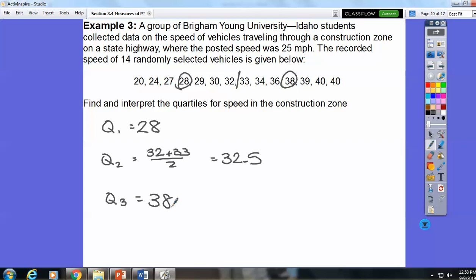You can also tell if your data is skewed by looking at this. Sometimes I may just ask you for the quartiles and then I'll say, describe the shape of the distribution. You could certainly make a histogram, find that shape. Or we could look, how far is it between quartile 1 and quartile 2? What's the difference? How far is it between quartile 2 and quartile 3?